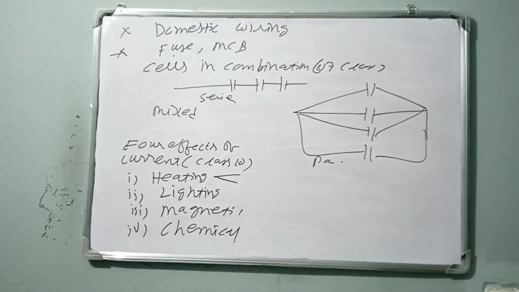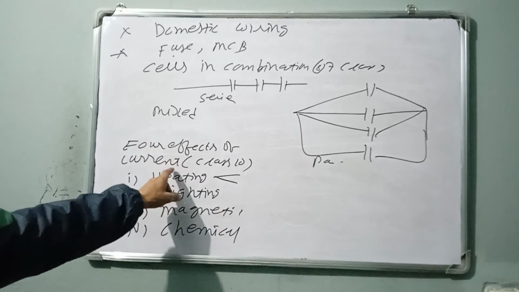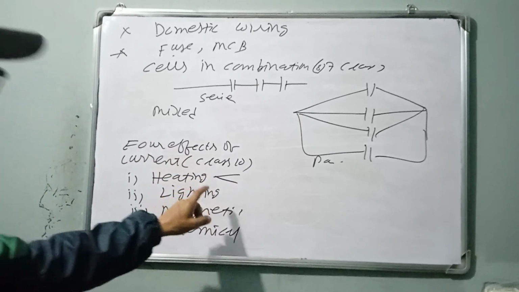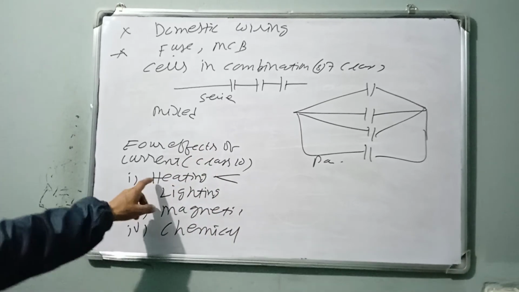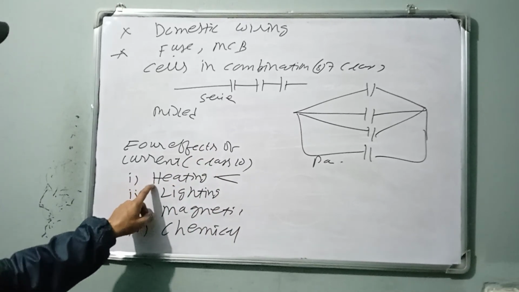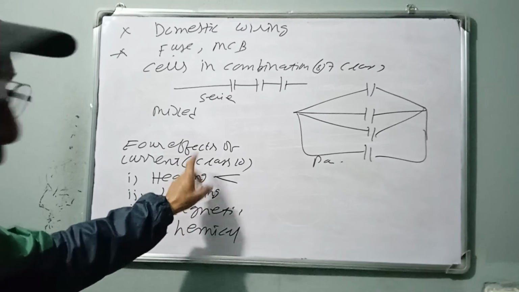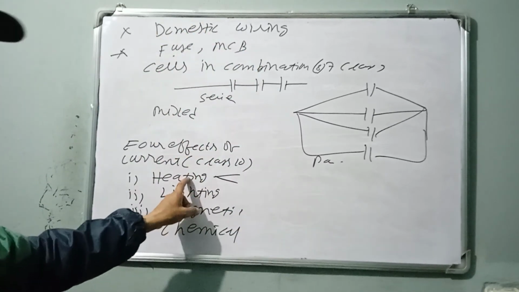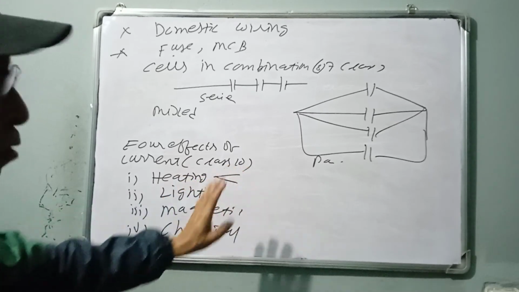It is in class 10. This is for class 10. There are 4 effects of electricity: first, heating effect, lighting effect, magnetic effect, and chemical effect. Heating effect: electrical energy is changed into heat energy with the help of a heating element. The heating element changes electrical energy into heat, like in a heater, immersion heater, oven.